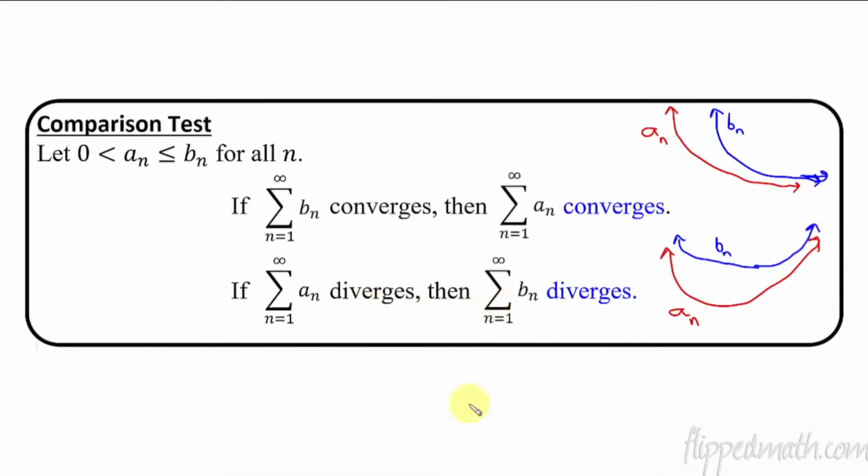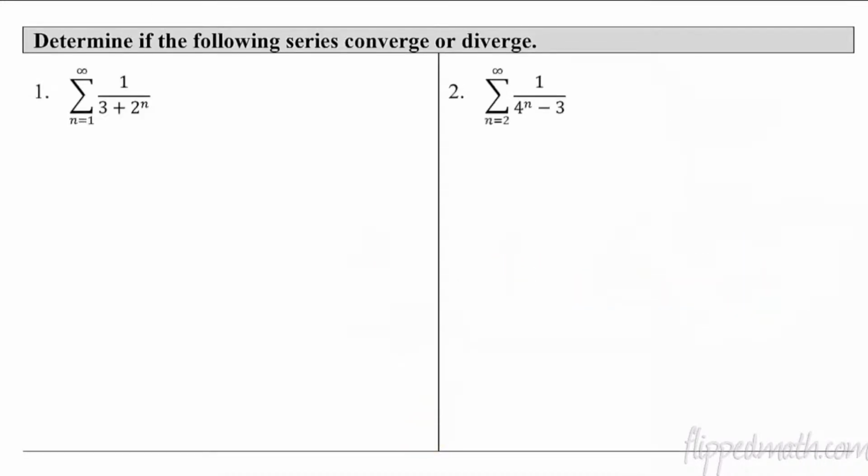That's what this means. That's called the comparison test. Again, I would think of it like graphs. If the one that's above is converging, then the one underneath it must converge. If the one below is diverging, the one above it must also diverge. That's what these two statements mean. All right, let's put it into practice.